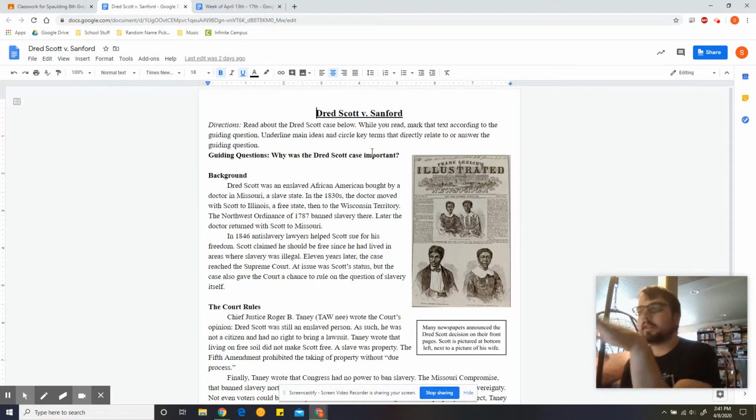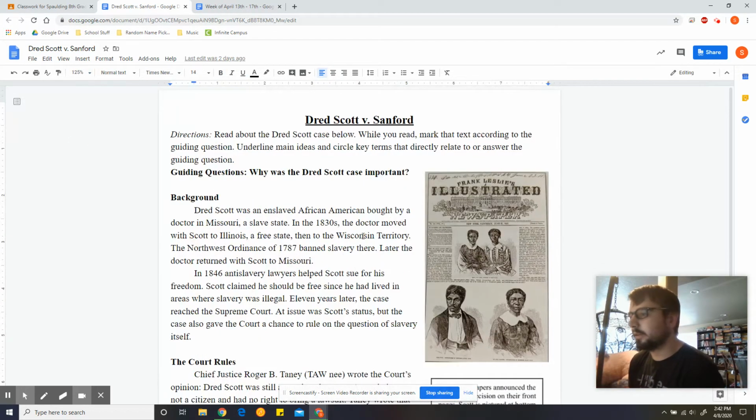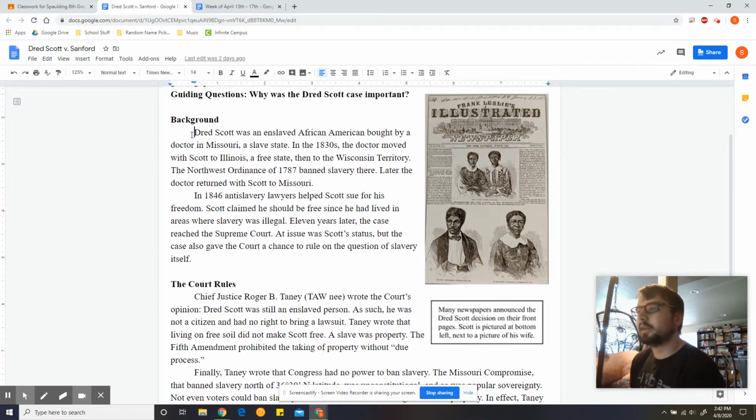How that's going to work is you're going to read this guiding question, which, by the way, is, why was the Dred Scott case important? Okay, so what is the importance of this Supreme Court case, which it is a Supreme Court case? We're going to read through and try to mark the text to answer that question. All right? So, background on the case. Starting right here. Actually, why don't I make this a little bigger for you guys? There we go.